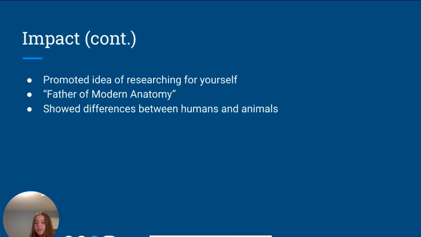And because of the impact he made on science, he is known as the father of modern anatomy. He also proved that humans and animals were different, and you can't just dissect an animal and apply the evidence you find to a human.